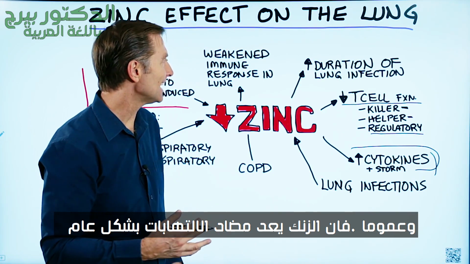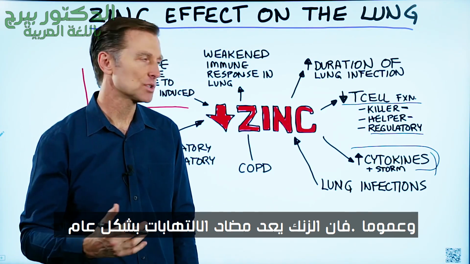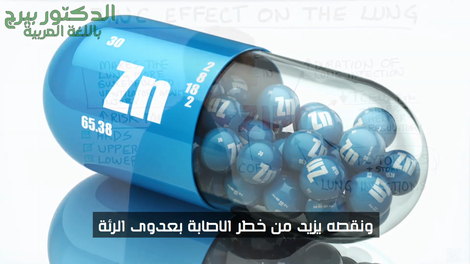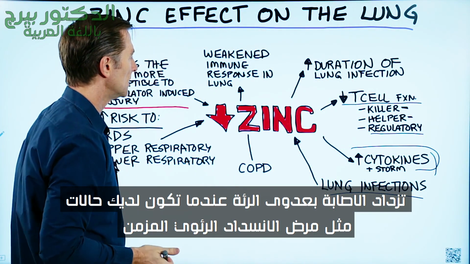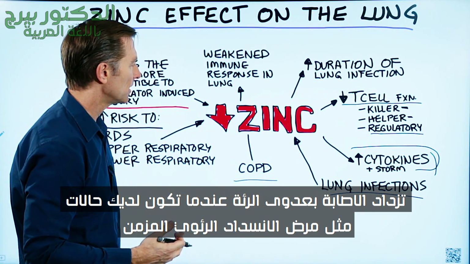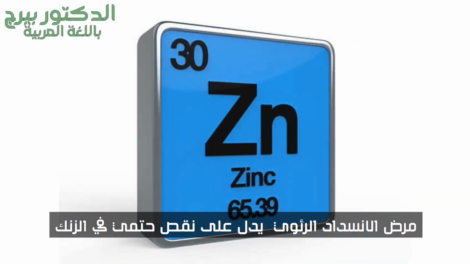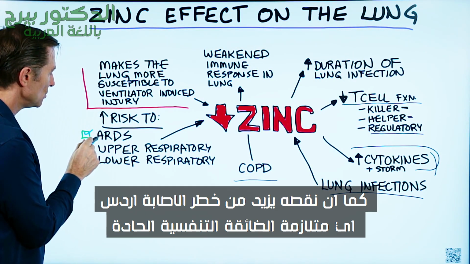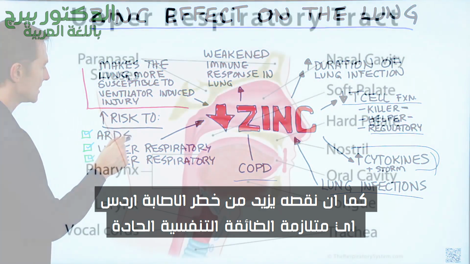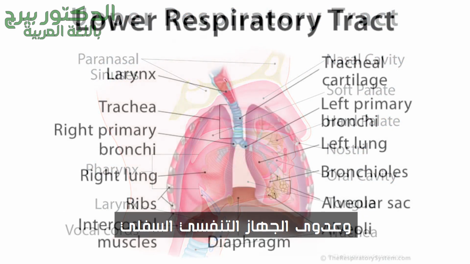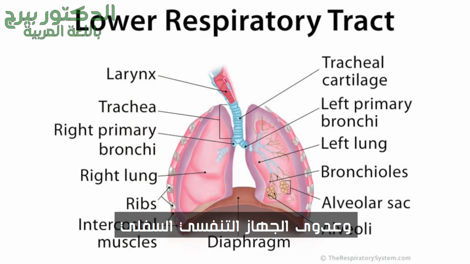By the way, zinc is a great anti-inflammatory in general. And if you're deficient in zinc, your risk for getting lung infections does go up. When you have conditions like COPD, chronic obstructive pulmonary disease, you're nearly always deficient in zinc. Your risk goes up for ARDS, which stands for acute respiratory distress syndrome. Also, you're more at risk for upper respiratory tract infections as well as lower respiratory tract infections.